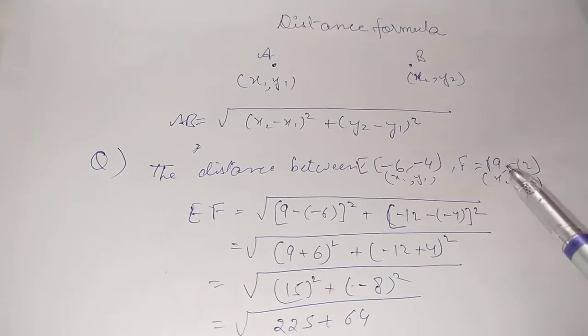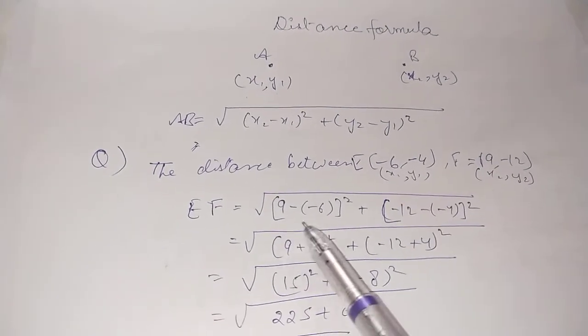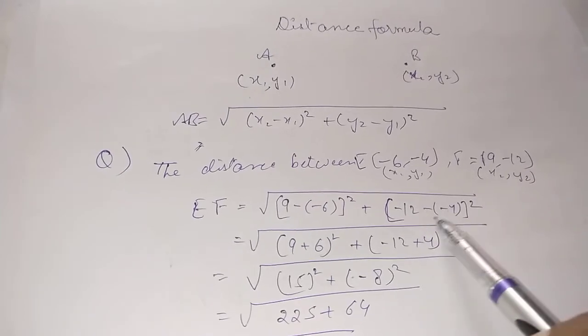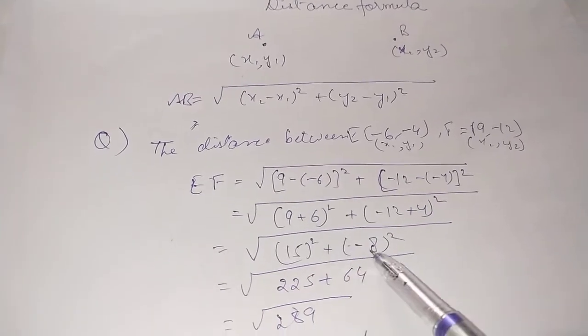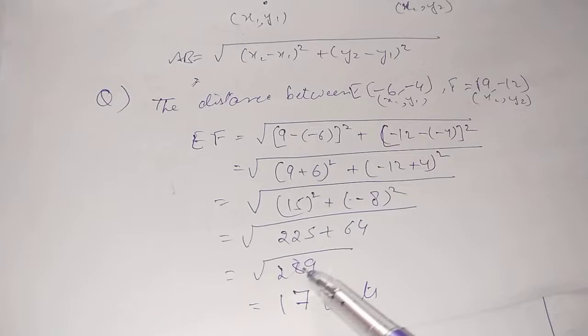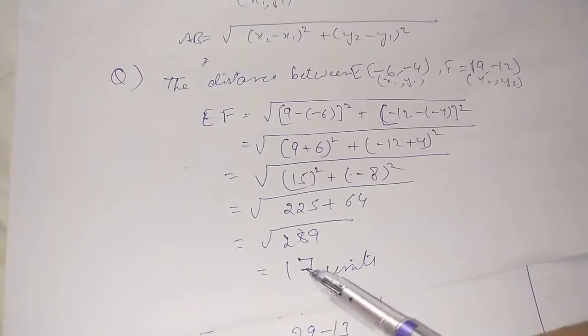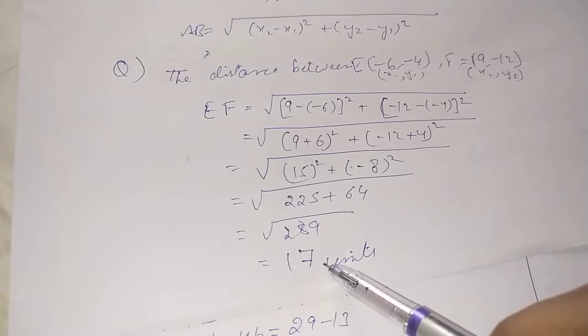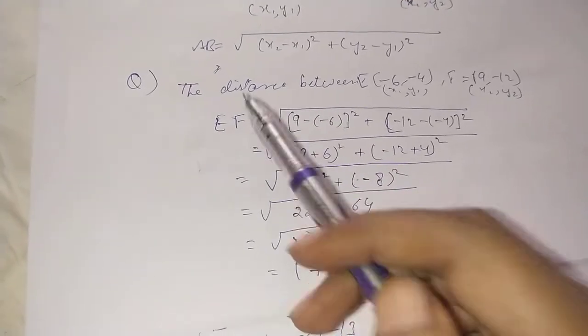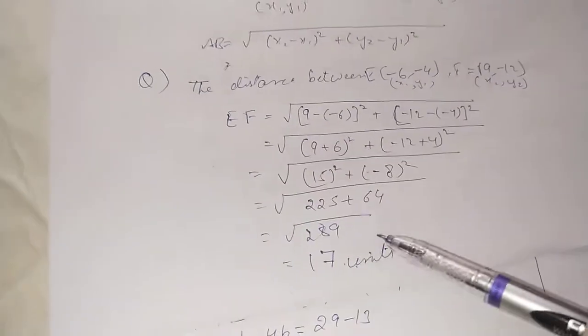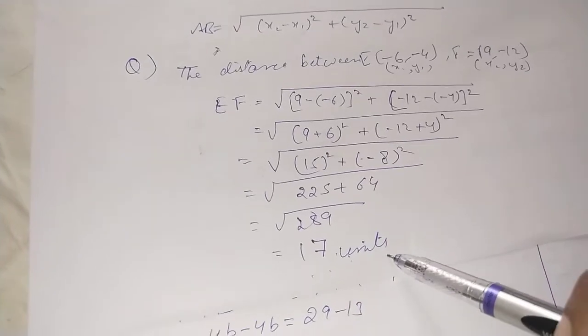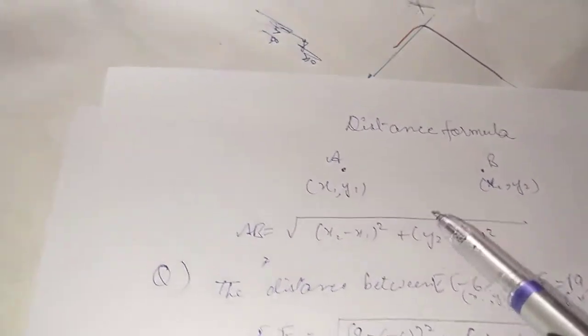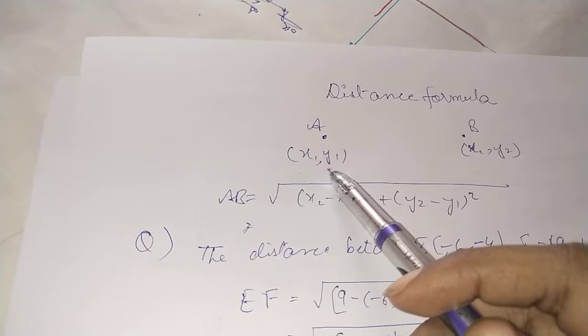So applying, 9 minus of minus 6 whole square plus minus 12 minus of minus 4 whole square. So this is what we are going to obtain. The sum of the squares will give 289, and under root 289 is going to give us 17. We know that under root value is plus minus, but the distance can never be negative. We are talking about the distance, so it will always be positive. And what unit? Coordinates never have any unit, always remember.